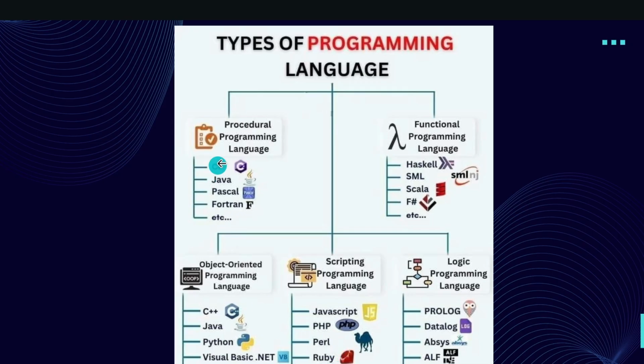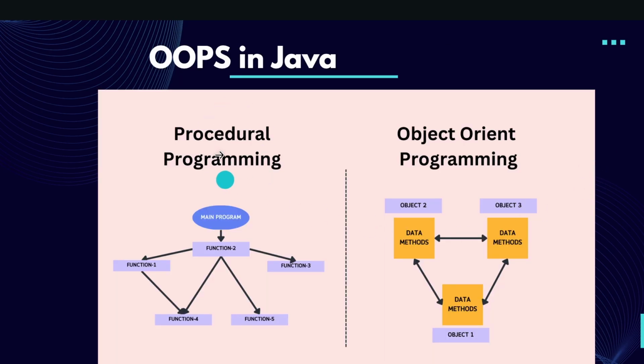Now you may wonder why Java appears in the procedural languages and also in the object oriented programming languages. Why does Java have both kinds, procedural and object oriented? So let's understand what is meant by procedural programming and what is meant by object oriented programming.